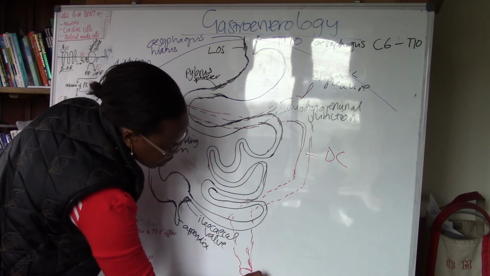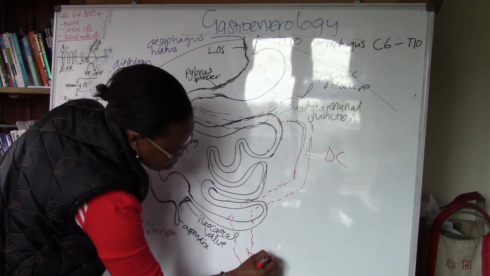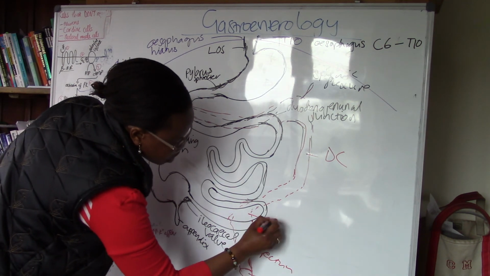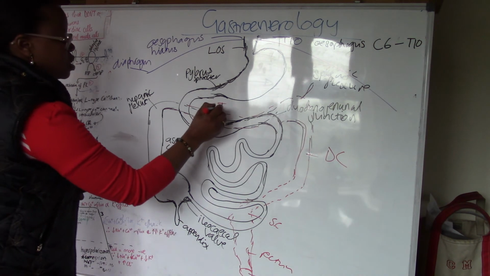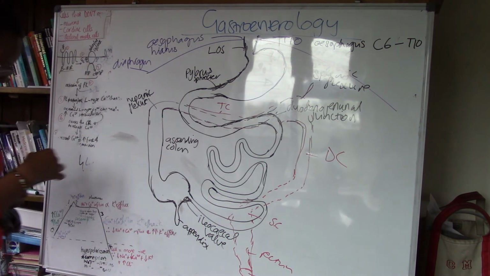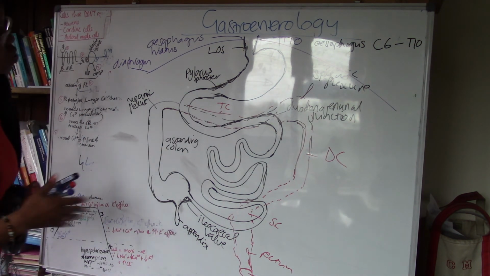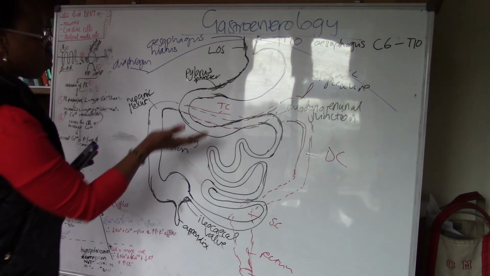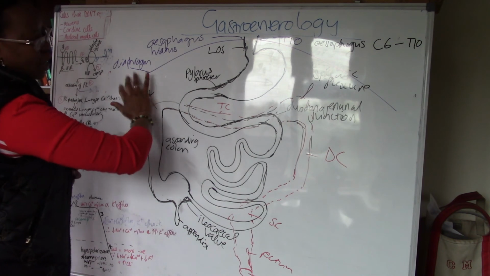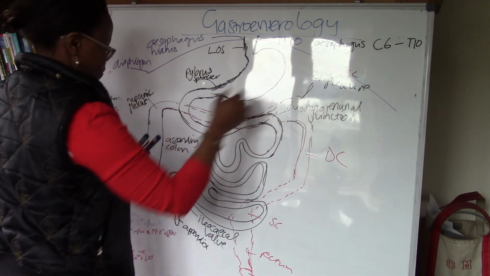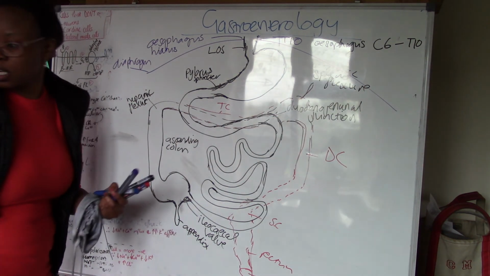So this would be the anal canal, rectum, sigmoid colon, then the descending colon, and this is just the transverse colon. So part of the foregut is all of that up to there. That's the foregut, again with the accessory organs.